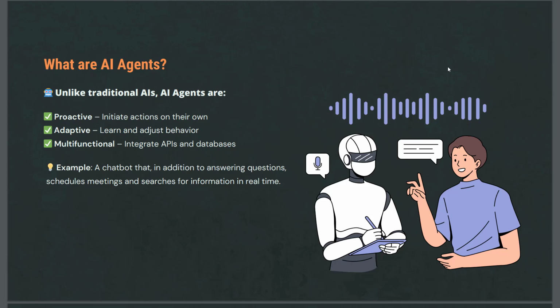So that this way it can get more information, so that it can learn more and grow more by itself. So that is what AI agents are and what they can do. For example, a chatbot that, in addition to answering questions, can schedule meetings, search for information in real time, and make decisions by itself. So this is an example of one AI agent.